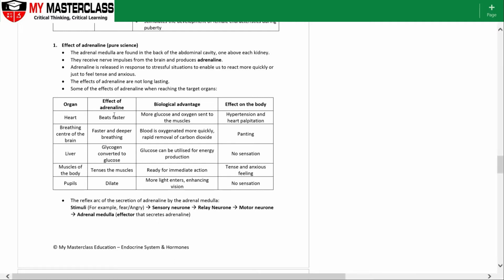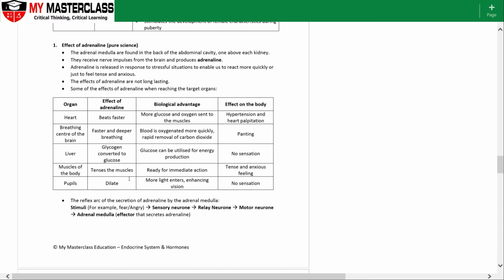By breathing faster and deeper, you have more oxygenated blood traveling throughout the body, which increases the rate of aerobic respiration so that you can have increased ATP production and more energy utilized. Likewise, there will be increased conversion of glycogen to glucose, so more glucose can be used in the event that you need to take flight immediately or fight back almost immediately. When you have increased breathing, one of the side effects is of course hypertension and increase in heart rate. Palpitation is the increase in the heart beating.